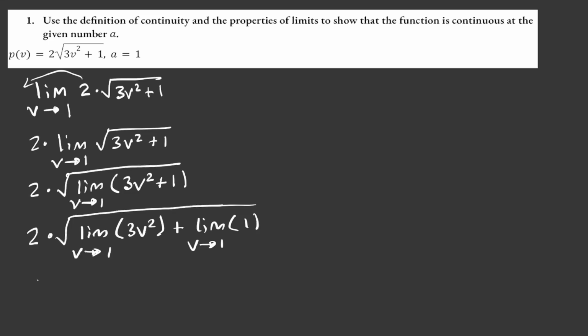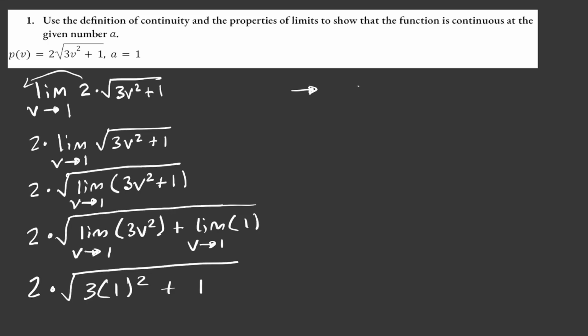When I go to evaluate, for the 2 there's nothing to evaluate. It's just a constant. But now let's write my square root. When I evaluate the limit as v approaches 1, all it's saying is take this v as 1 and plug it in wherever you see v. So I get 3 times 1 squared plus, and one of my rules for limits says that whenever you take the limit of a constant, you just get that constant in return. So this just turns into 1.